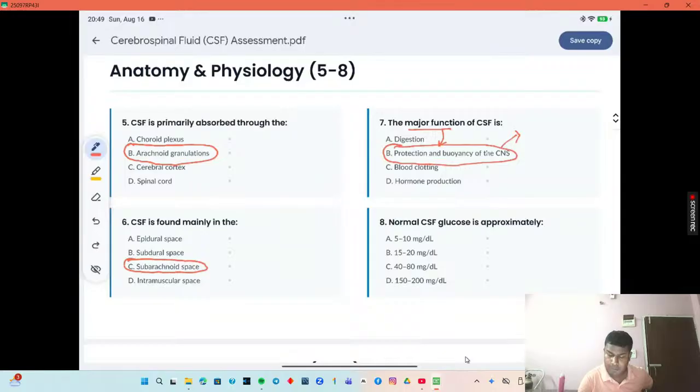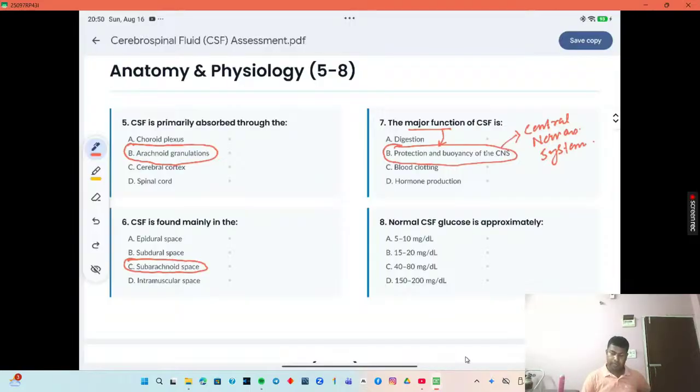What is the full form of CNS? It is central nervous system. Is it clear to you? What is the full form of CNS? CNS, it is central nervous system. And what is the major function of CSF? It provides protection and buoyancy to the central nervous system.